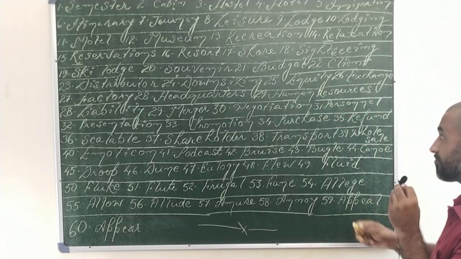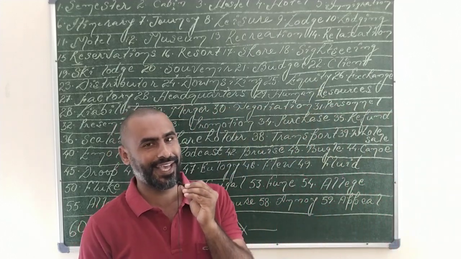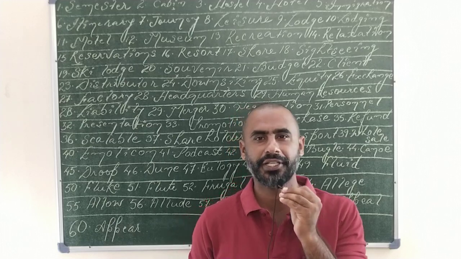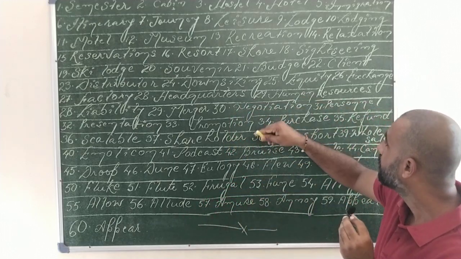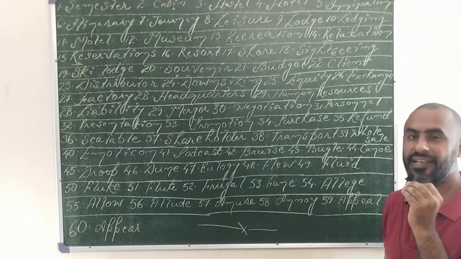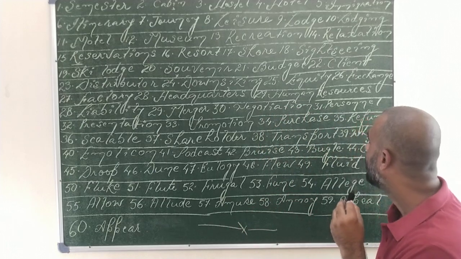Next one. Number 25. E-Q-U-I-T-Y. It's not equity. You guys used to pronounce this word as equity. But it's not equity. It's equity. So A sound is used when you're going to start that word as equity. Say with me, equity. Okay.